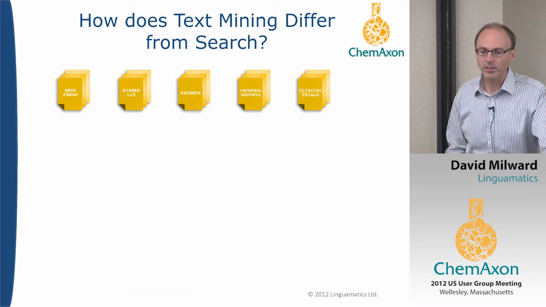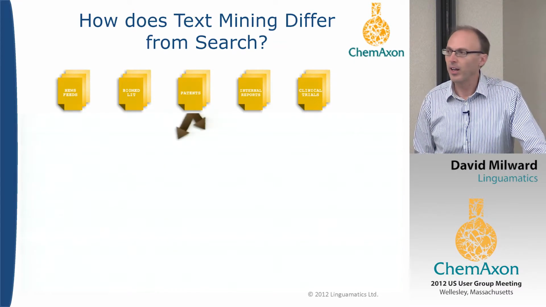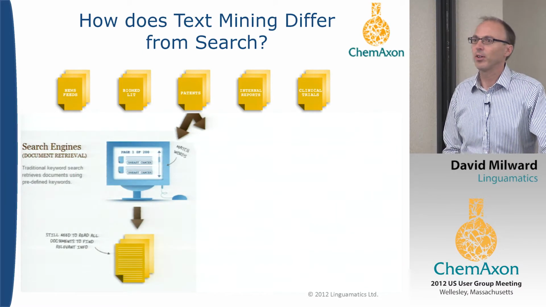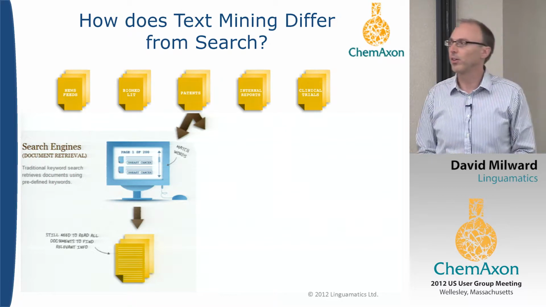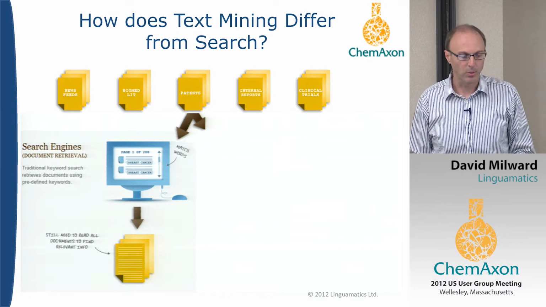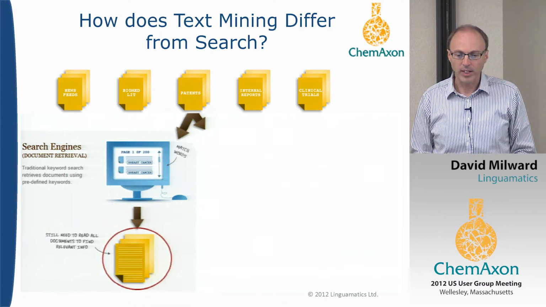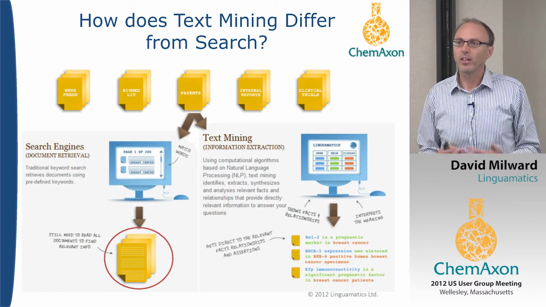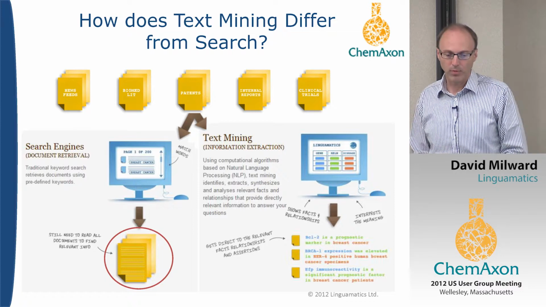So what's Agile text mining? Well, first of all, what's text mining, and how does it differ from search? Typically with search, you're taking a large set of documents, and you're trying to find the most relevant documents in that set to answer a particular query. In contrast, in text mining, you're analyzing the documents. You're trying to extract information by looking at the language in those documents.